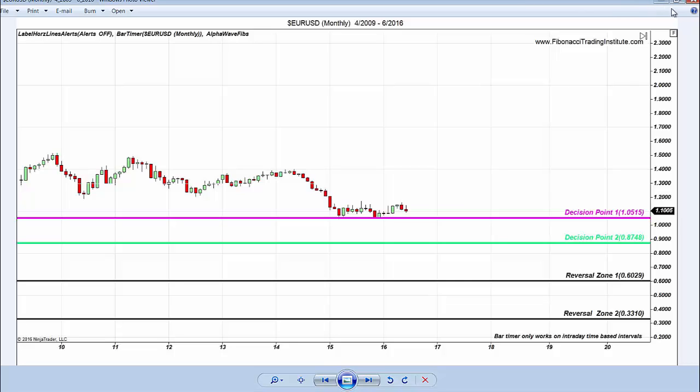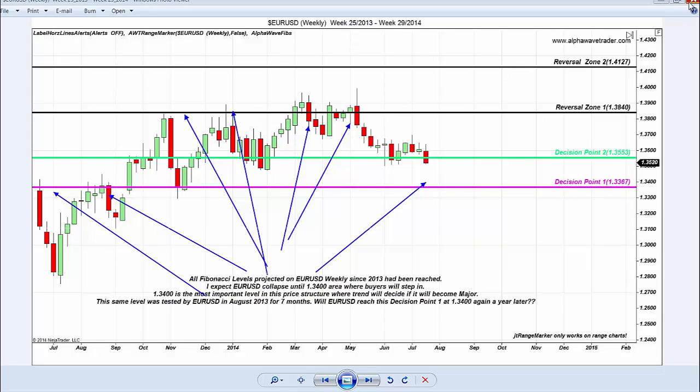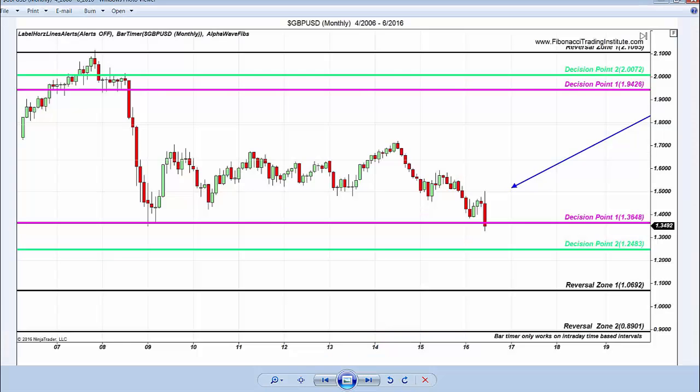Euro is still stuck at this support. We're not getting Euro exit. We've gotten one on pound. This support had been broken. Pound already reached 119.